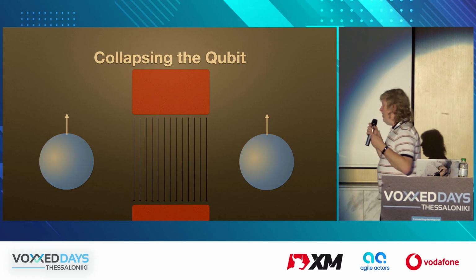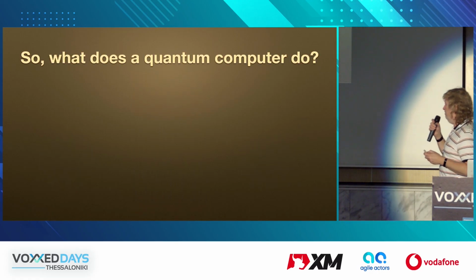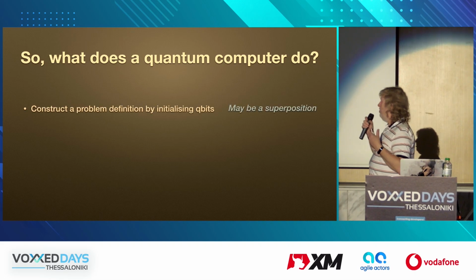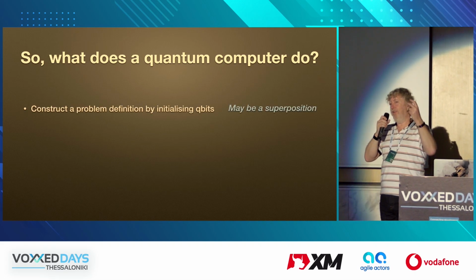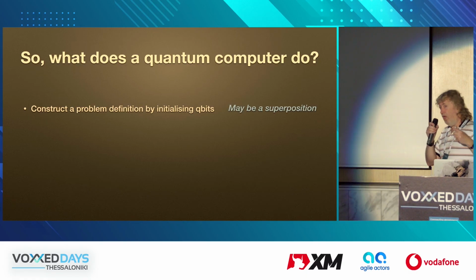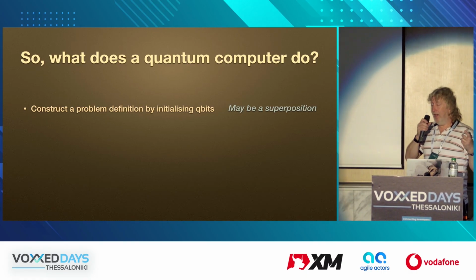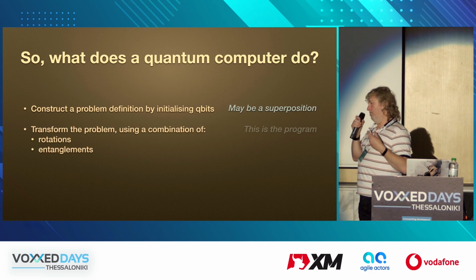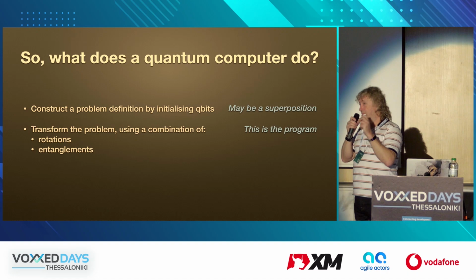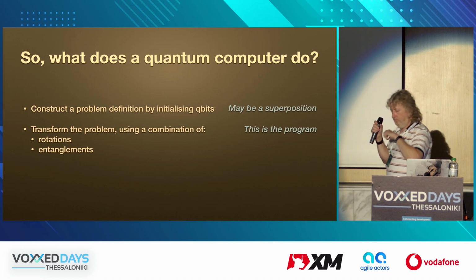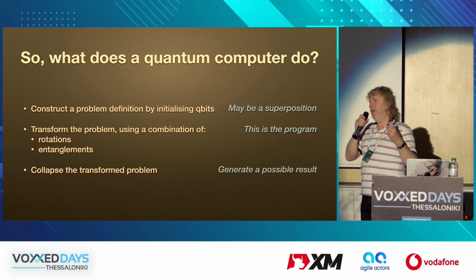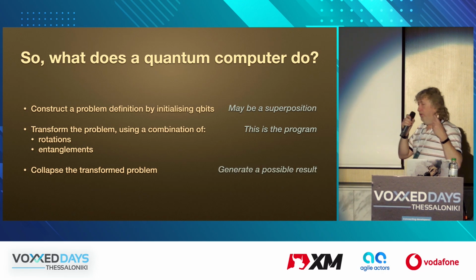Okay, so how do you use this machine once you've built it? Well, the first thing that you do is you construct some problem definition by creating a bunch of qubits and initialize them into some state. And probably that state is going to be some kind of a superposition. But then what we do is we transform the problem by doing further rotations, entangling them together. That's the program. And then finally, we collapse it right at the end, and we generate a result.